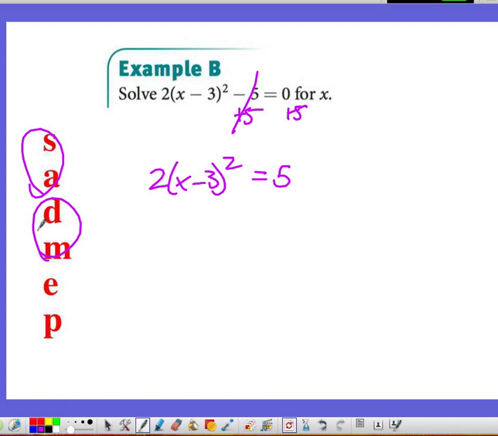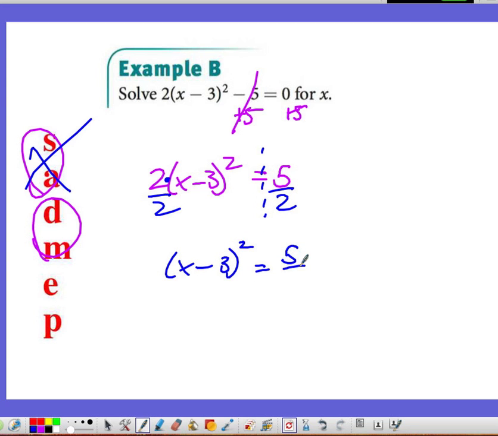Again, next level is division and multiplication. Since I'm multiplying by 2, the inverse is to divide by 2 on both sides. And so 2 over 2 is basically 1, so we just have 1 times (x minus 3) squared is equal to 5 over 2. We'll just leave it as a fraction.